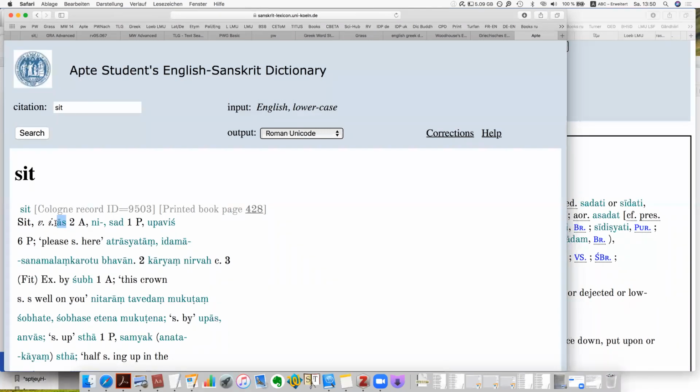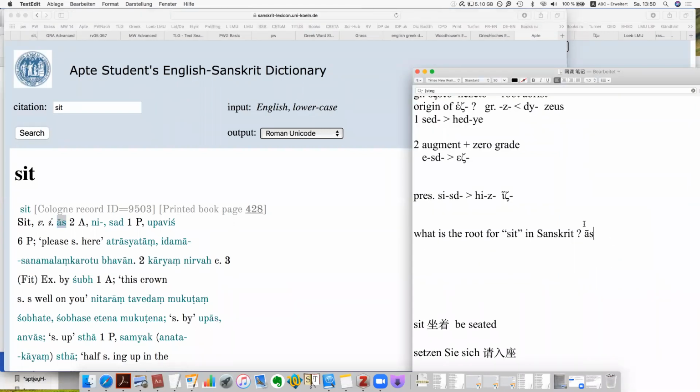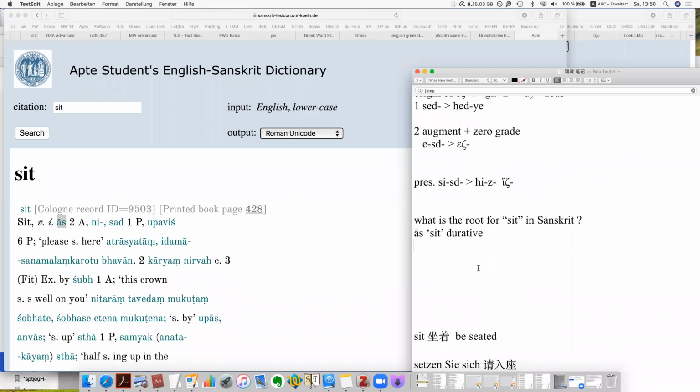Okay, so again we check seat. We indeed have a seat here. This is actually the root as in Sanskrit. So as is the real root for seat, and this is the durative. And this is the reason why in Sanskrit and also in Greek we have a suppletion between set and as. This is the case not only in Sanskrit, but also in Greek.